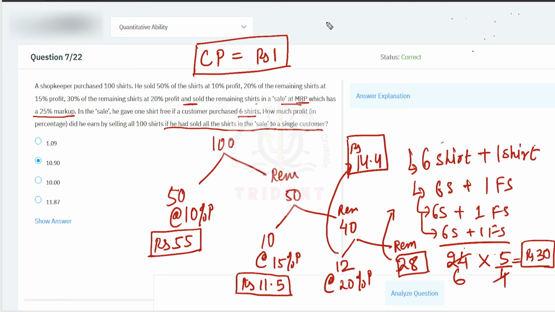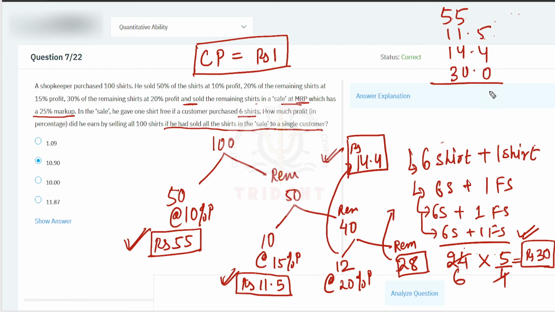So the total revenue will be 55 plus 11.5. So 55, 11.5, 14.4 and 30. When you add all of this, you will get, let me do that for you. So 55, 11.5, 14.4 and 30.0. So this is 9, this is 4 and 1, 5 and 5 10, 6, 7, 8 and 11. 110.9 is the total profit that has been earned.